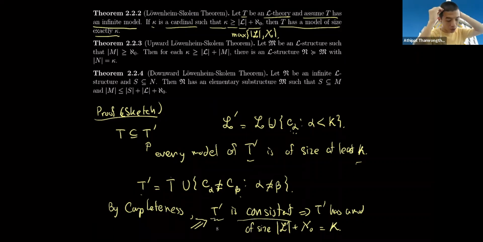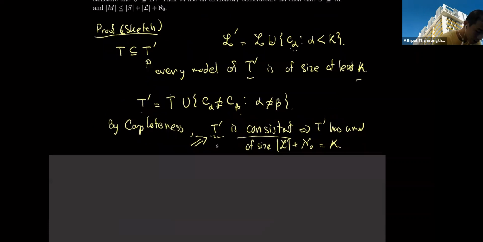And how do we show that? We're going to use this assumption that T has an infinite model and the fact that you can use the completeness theorem. In order to consider this, you just need to show that for every finite subset delta of T', delta has a model.